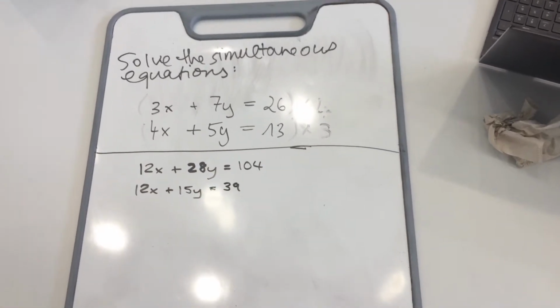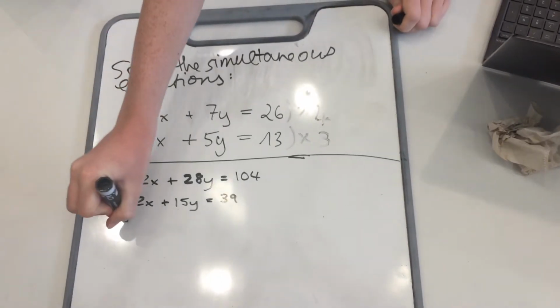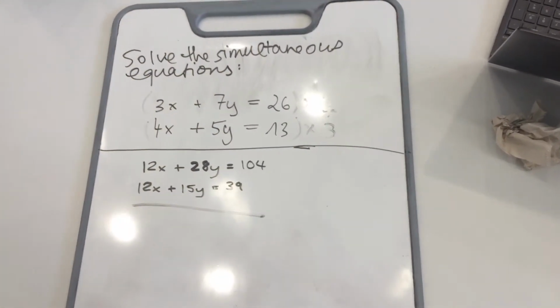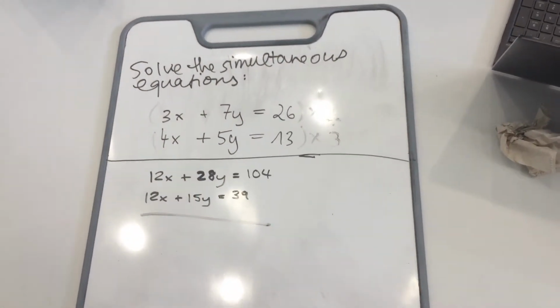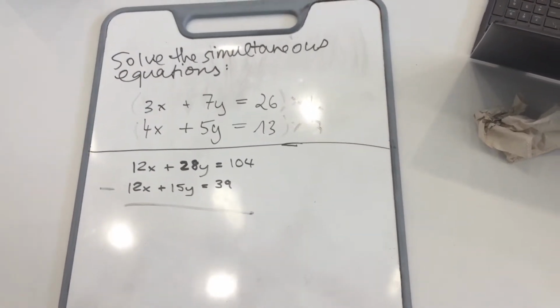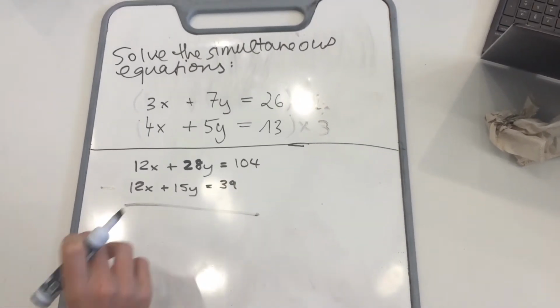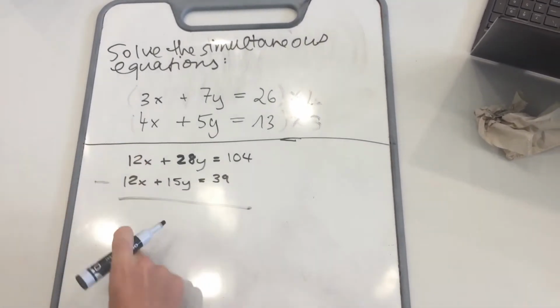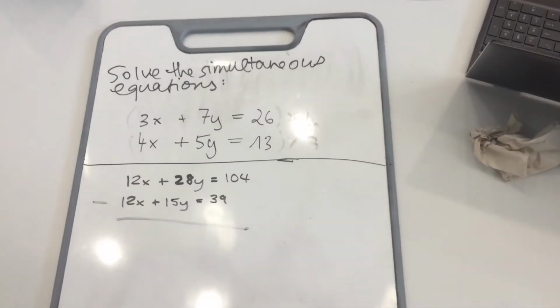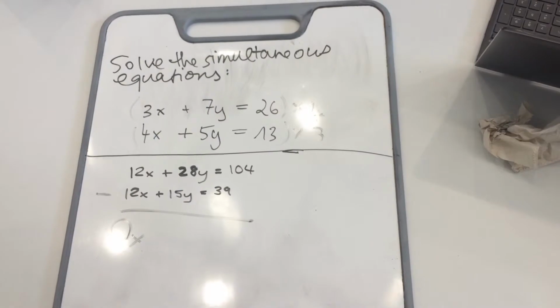Now, you're probably wondering, now what do we do? This is really confusing me. But there's nothing to worry about. Because now, in order to find what x and y equal, which is the objective of solving this simultaneous equation, we must now subtract 12x from 12x, which would leave 0x, meaning that we will be able to solve for y.